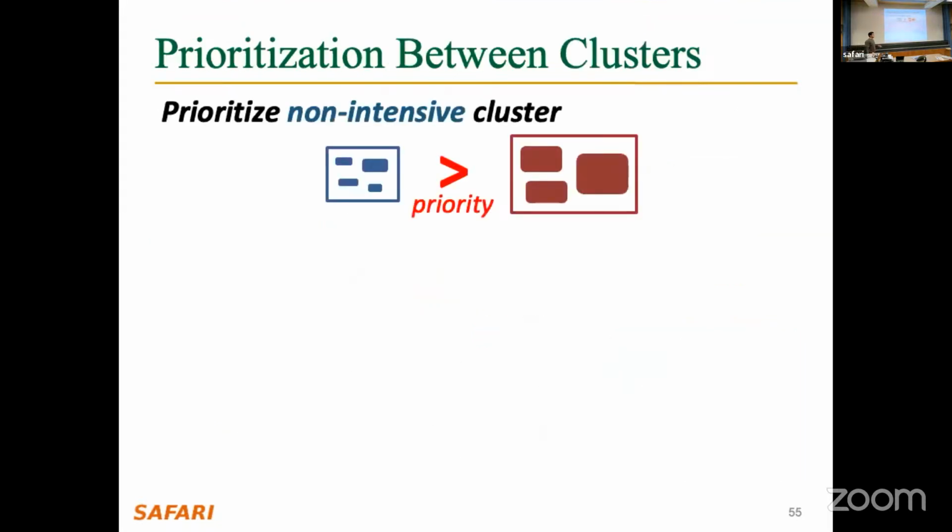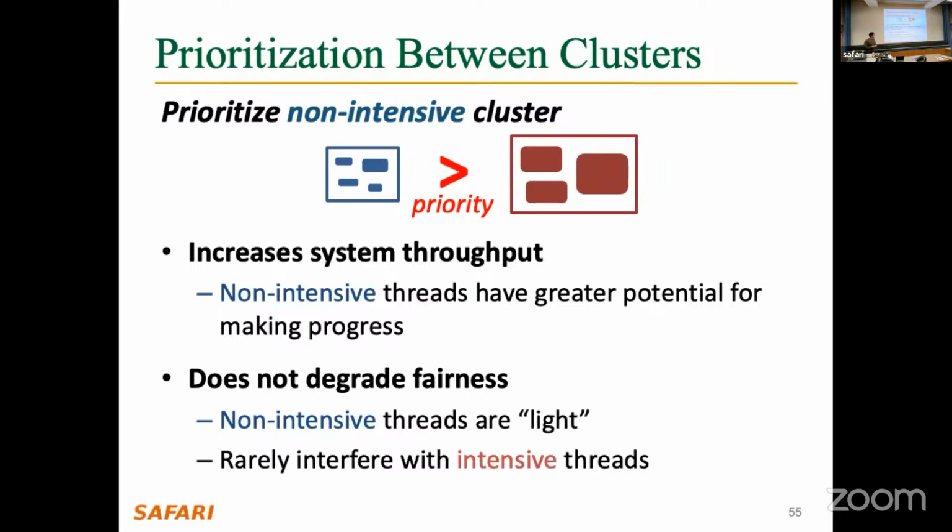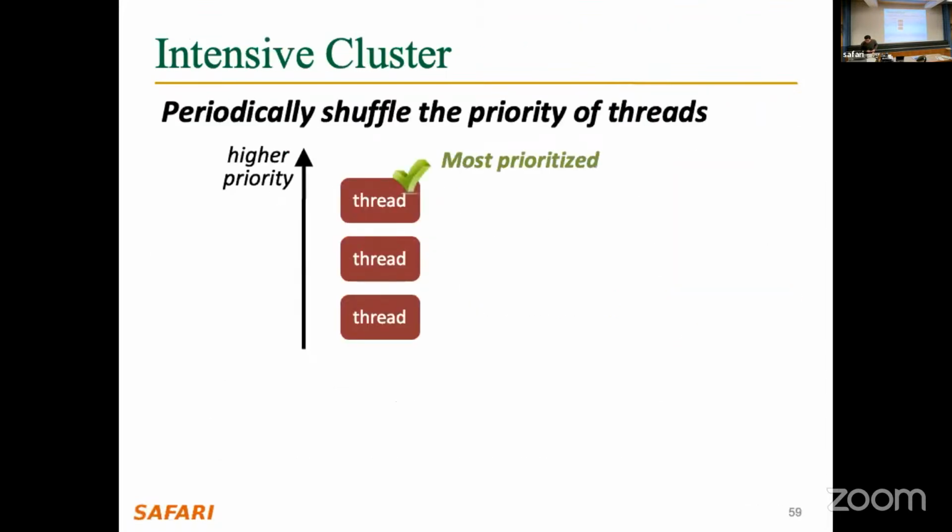Okay, so once we have these two clusters, we prioritize the non-memory intensive one over the memory intensive one. And this increases system throughput. And it does not degrade fairness, because fairness is really a problem inside the memory intensive cluster. This is because non-intensive threads are light. They rarely interfere with intensive threads because they have one request every once in a while in the memory request buffer, right? And once you schedule it, it's gone. It's not interfering anymore. So I think I talked about this already, and let's go to the intensive cluster.